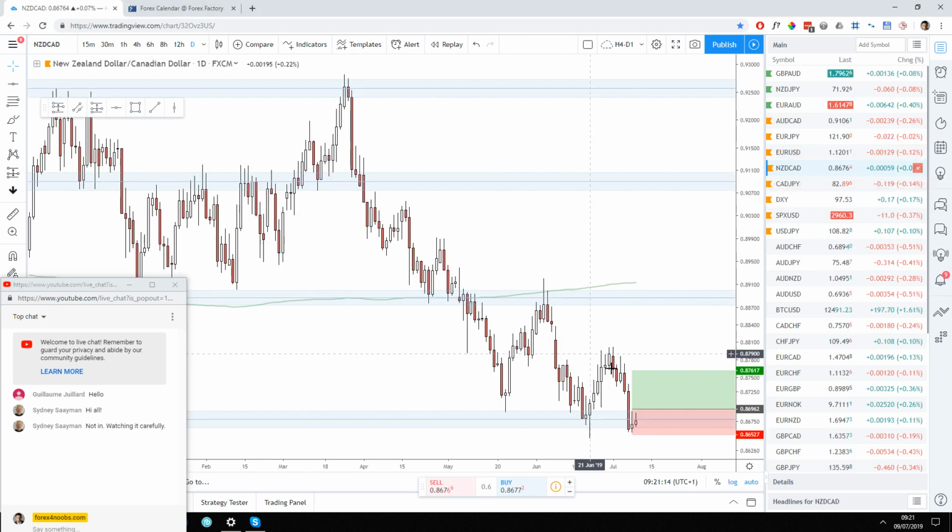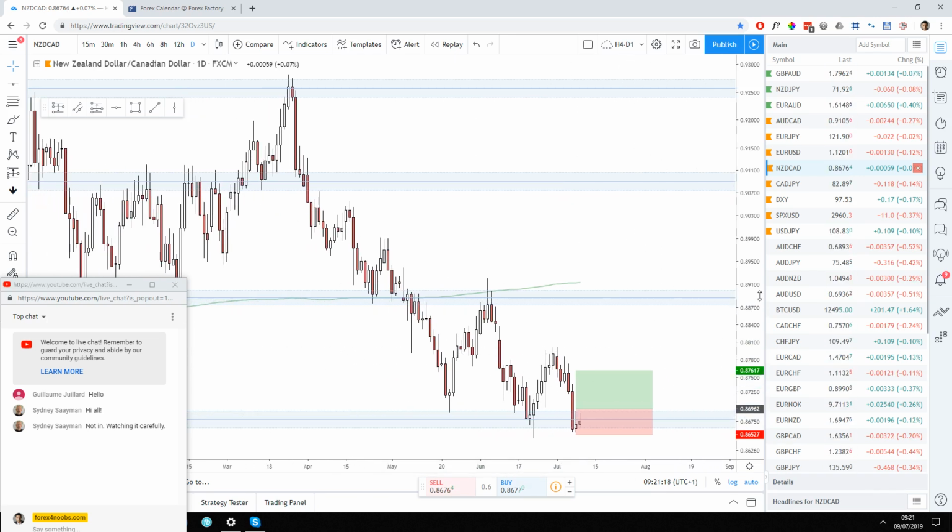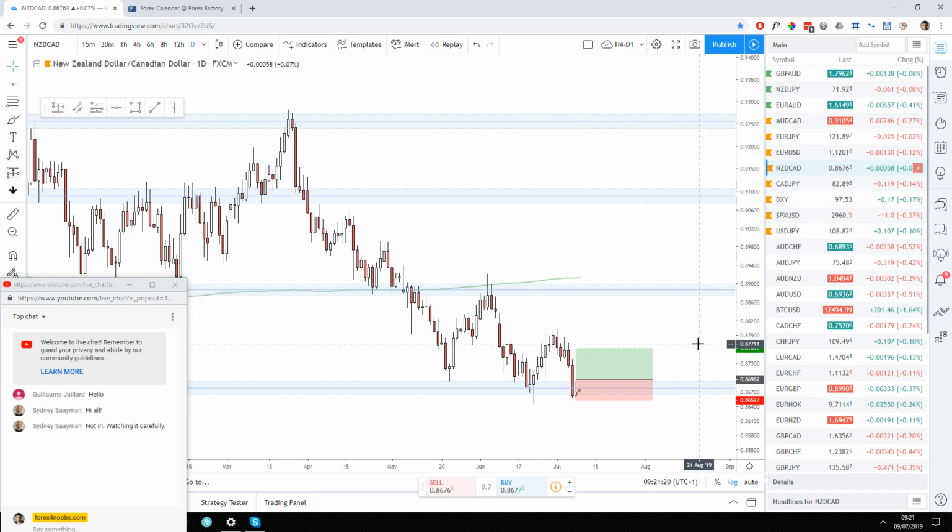New Zealand CAD, there's a potential long trade here. This one looks okay. I'm not really that excited over this. You might be able to tell, and it's simply because I don't really like this pair. I don't like these weird crosses, especially New Zealand crosses. I find them too messy and unreliable. So while this is a setup, I'm just not that excited over it.